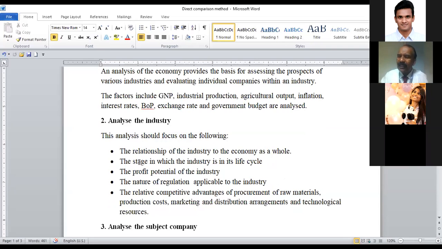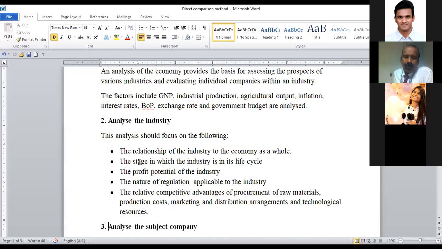So the relationship of the industry to the economy as a whole, and the stage the industry is in its life cycle, whether it is in the infancy stage, maturity stage or declining stage. So we need to look at the industry life cycle, and the profit potential of the industry, whether it is a manufacturing industry or service industry or agro-based industry.